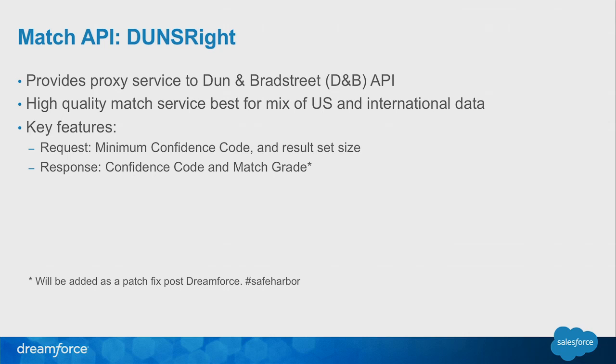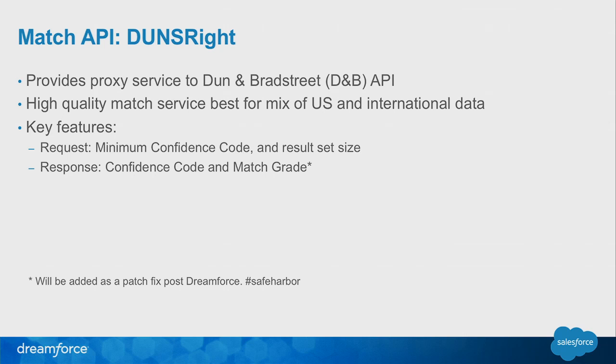Some customers like DunsRight with 10. Most customers we found use it with a confidence code of 8. The other thing I can put into the request is the result set size. If you put in a lower confidence code, you might get a lot of results back. You can then say, give me the first 5 ranked and ordered, so I can select from that.